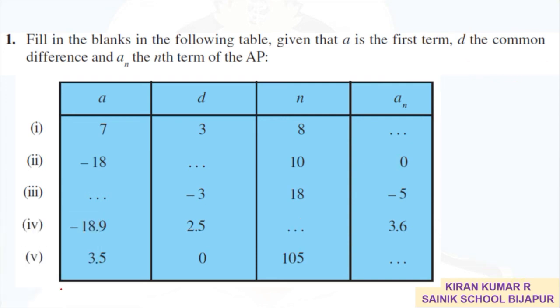Let's see the last question for today's session. They have given all the values. You have to find the nth term. So the nth term is a, which is 3.5, plus n minus 1, which is 104, into d, which is 0. So the last term is 3.5. Can you guess what the sequence is here? It is 3.5, 3.5, how many times? 105 times.